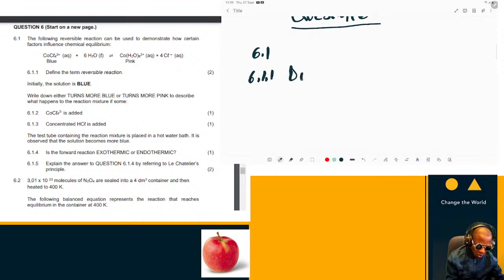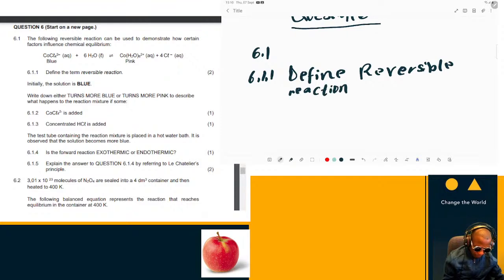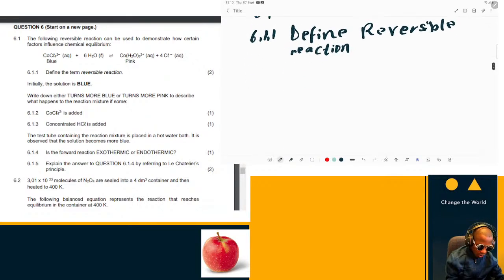6.1.1 is a definition. It's in your notes, guys. Define reversible reaction. So go and check your notes, guys.